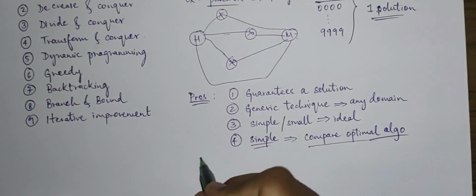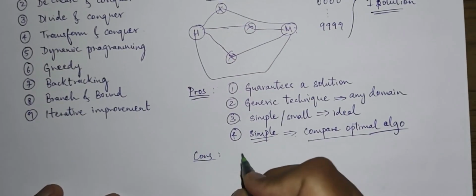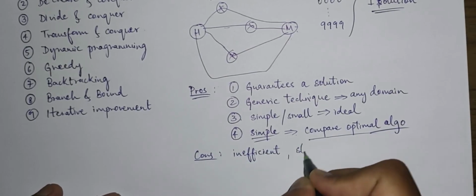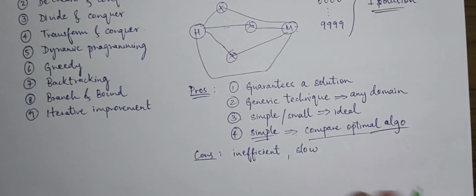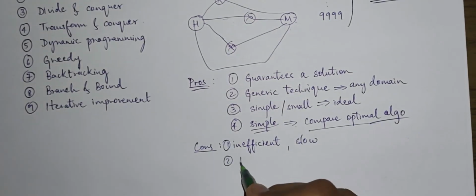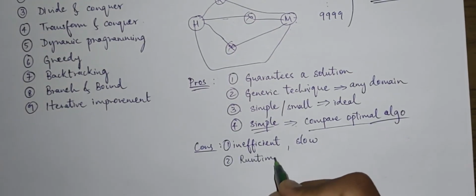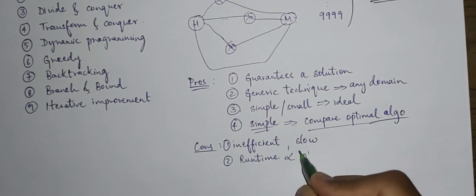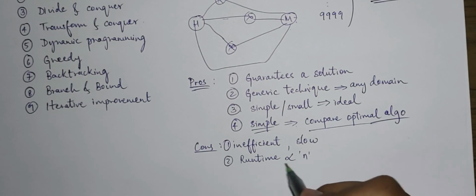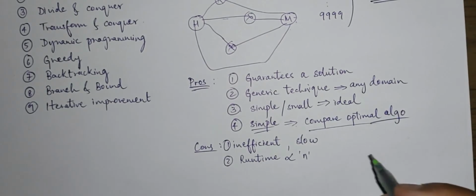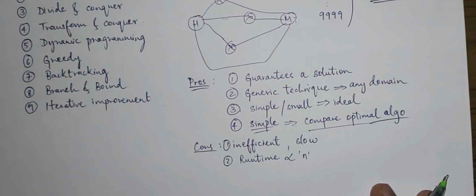The cons are obviously that it is very inefficient, and hence it will always be slow compared to other algorithms. Apart from that, the runtime of this algorithm will be directly proportional to the input size, and it will increase exponentially in most of the cases. So these are some of the pros and cons.